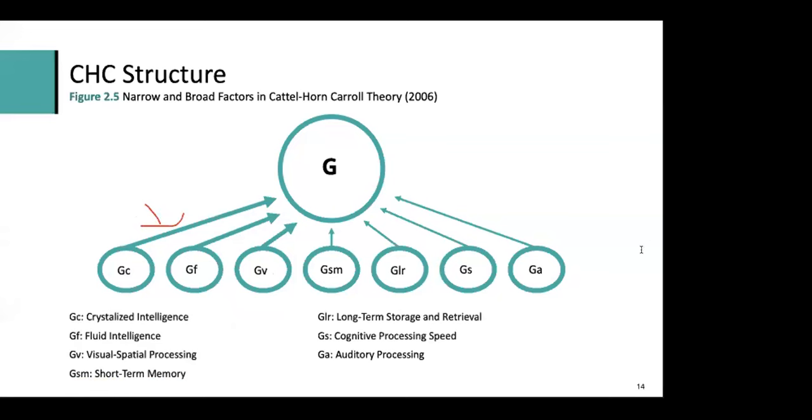Now, GC is measured by the Verbal Ability Cluster. GF is measured by the Nonverbal Reasoning Cluster. GV is measured by the Spatial Ability Cluster. GSM is measured by the Working Memory Diagnostic Cluster. GLR is measured by the Recall of Objects subtest. GS is measured by the Processing Speed Cluster, and then GA is measured by the Phonological Processing Diagnostic subtest.